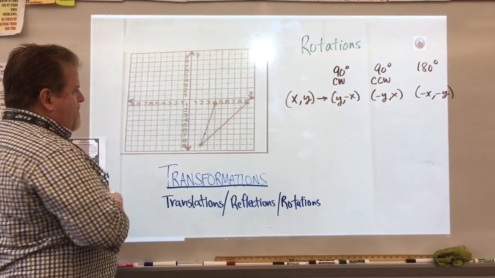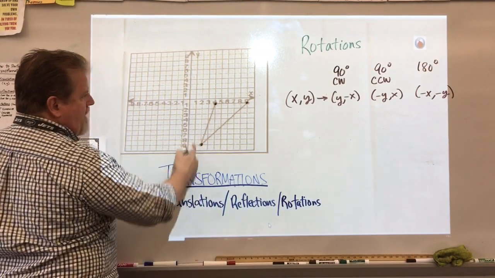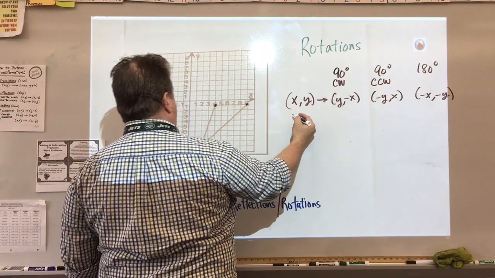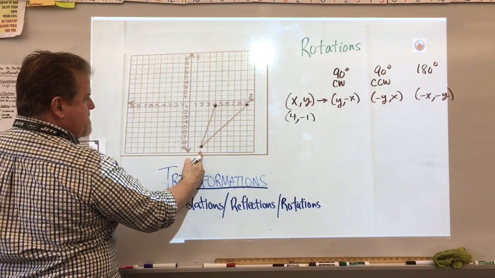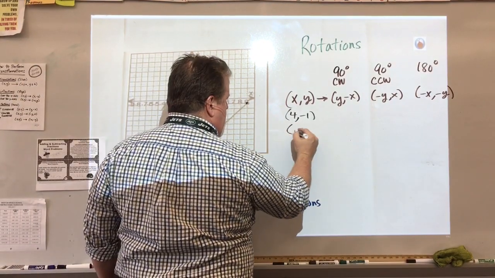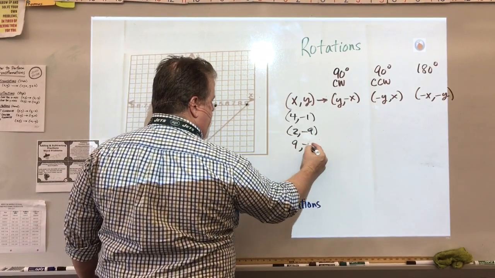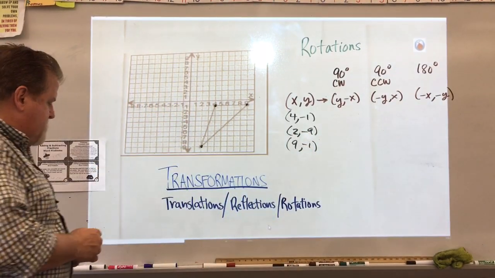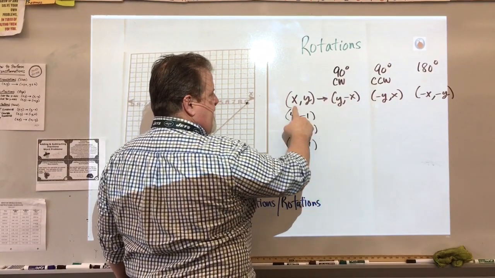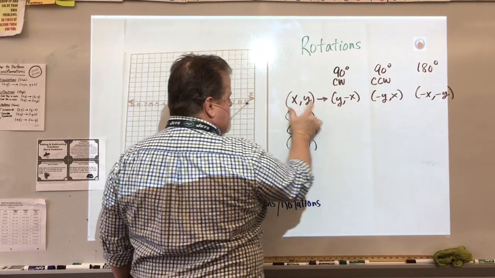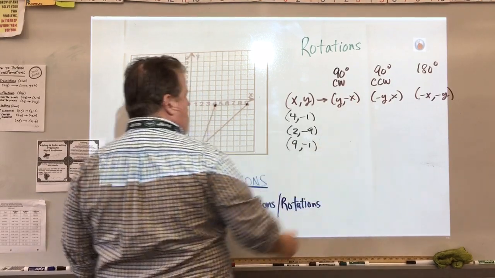First thing we're going to do though is define what the coordinates are of our existing shape. We've got coordinates of 4, -1. We've got 2, -9. And we've got 9, -1. And if we were going to rotate this 90 degrees clockwise, then we would apply this transformation strategy. X, Y would become Y, -X. So we would flip the X and Y values, and we would make the resulting Y value negative.